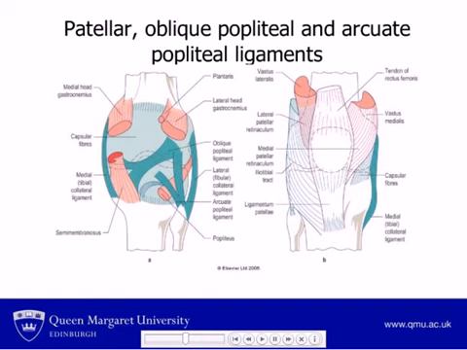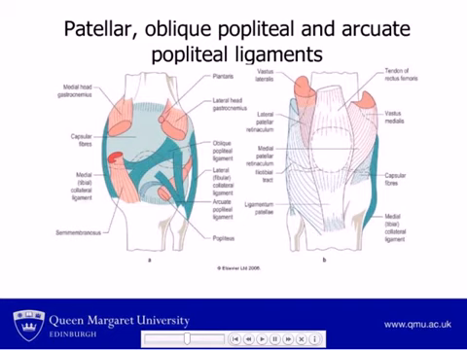Slide 16. The patellar ligament is the most distal part of the quadriceps tendon, and it extends from the apex of the patella to the tibial tuberosity. The oblique popliteal ligament is an expansion of semimembranosus. It attaches distally to the posterior aspect of the medial tibial condyle and passes superiorly to attach to the posterior aspect of the joint capsule and attaches at the intercondylar line of the femur.